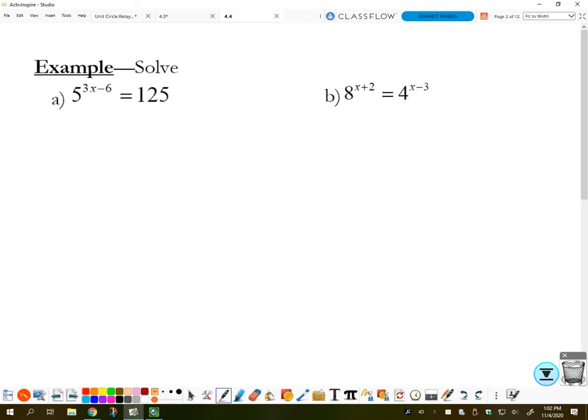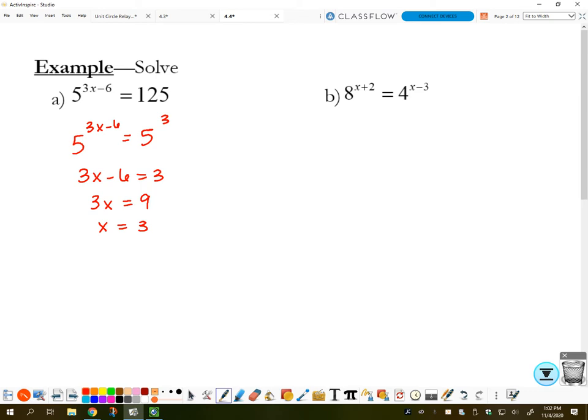Alright, so examples of that. Here we see that we can write 125 as 5 to the third. So now we have matching bases of 5. So I can just say that if those bases match, then those exponents have to be equal. So when I solve this simple problem, add the 6, divide by the 3, and we're done. Exponential functions have a domain of all real numbers, so you don't have to check your answers unless you're unsure of yourself.